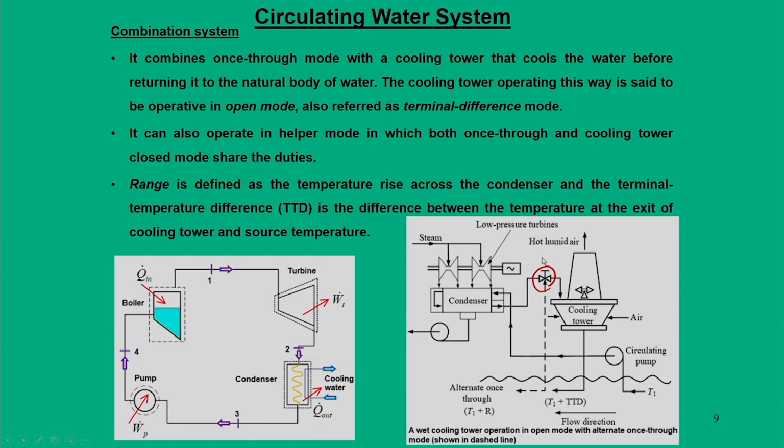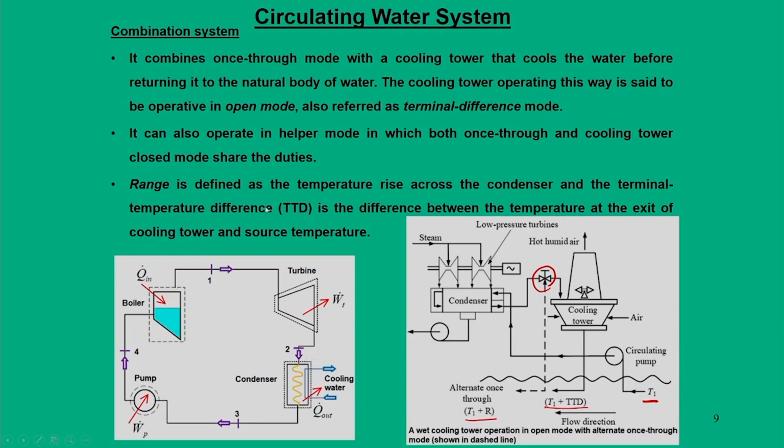So, basically speaking, in both cases, the initial temperature T1 is taken from the water. When you operate in once through mode, the final temperature will be T1 plus R, but when you operate in the combination mode, the final temperature is T1 plus TTD. We call this TTD the terminal temperature difference, and that is nothing but the difference between the temperature at the exit of the cooling tower and the source temperature.